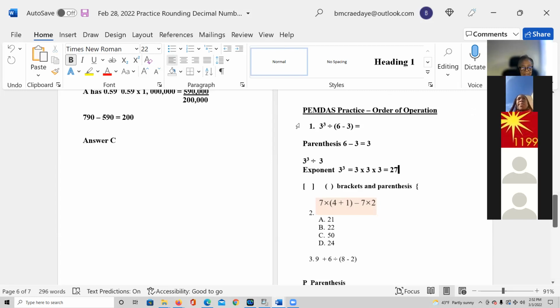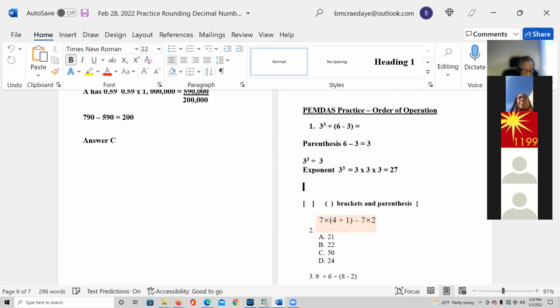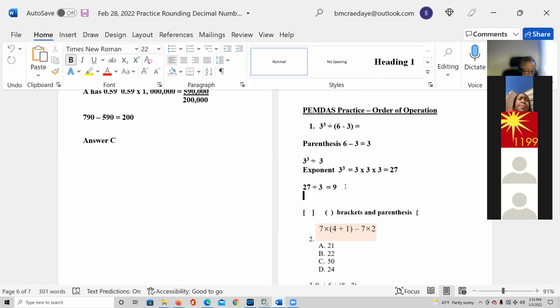27. So now you've done the parentheses, you've done the exponent, and what you're left with is 27, right? Divide. Divided by, let's just put our division sign here. And that's divided by our 3, right? Yes. Okay. And what's that equal to, Mercedes? 9. That's it. That's equal to 9. That's your answer. Maureen, did you get that?